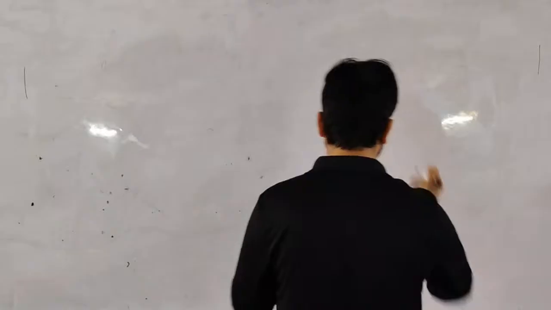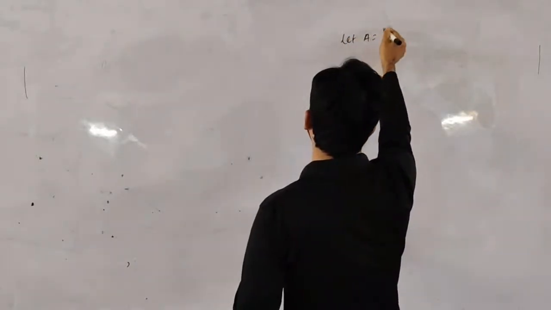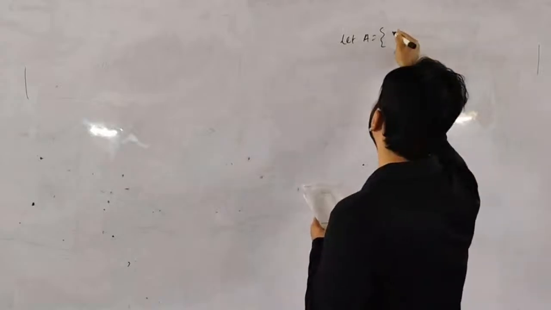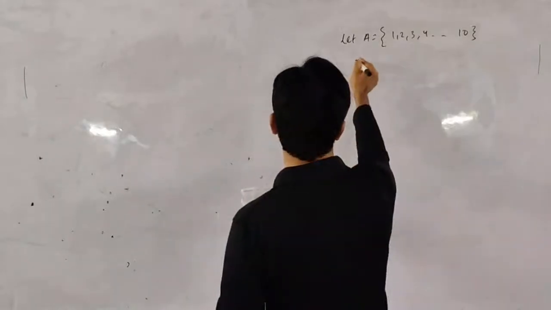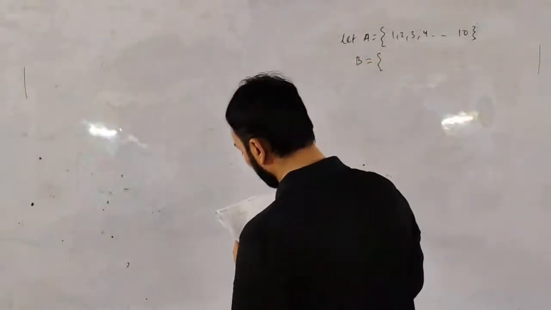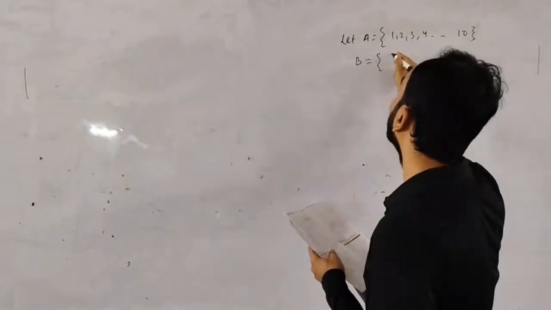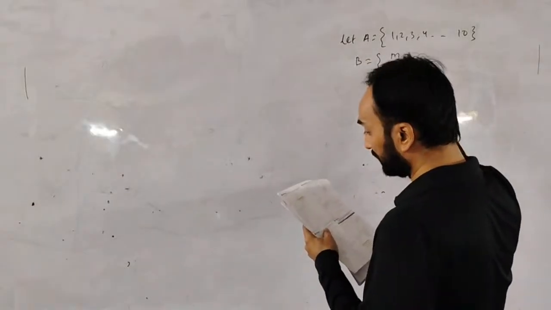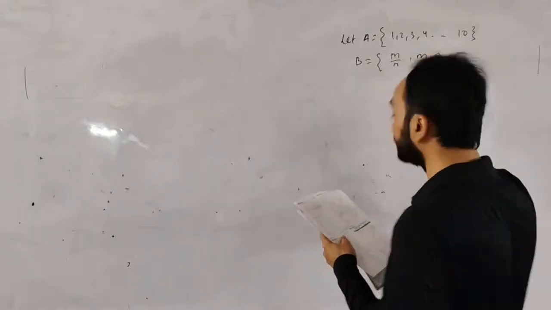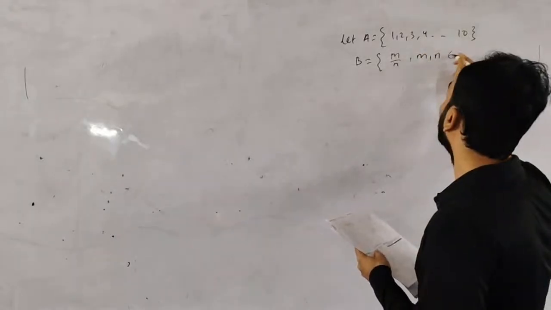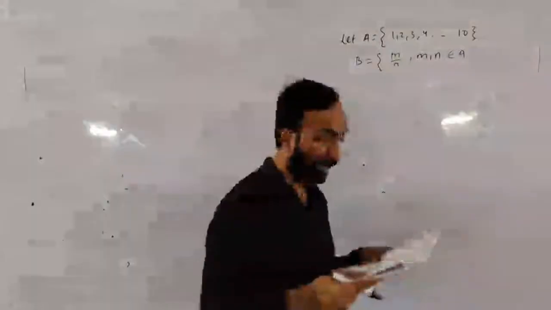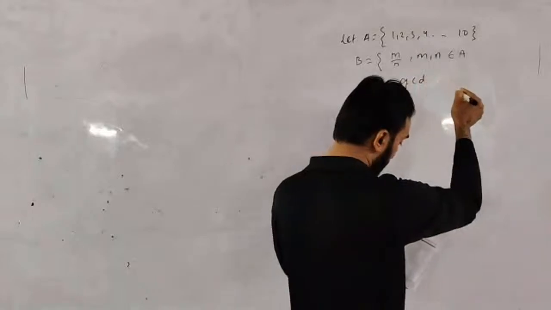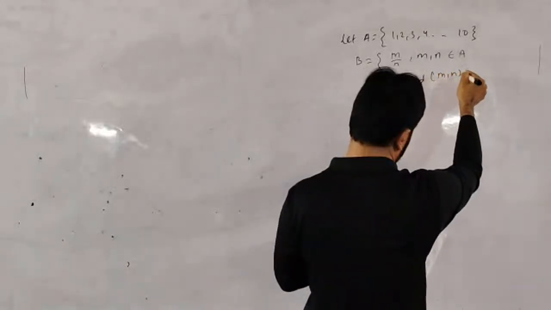The next question says, let A be a set given, from 1 to 10: 1, 2, 3, 4 and so on till 10. And B is some set given, but B is not given directly. They have given it in the form of m upon n, with some conditions: m upon n belongs to A, so the elements we have to take from A only, m and n belong to A, and the GCD, the greatest common divisor of m comma n, is equal to 1.